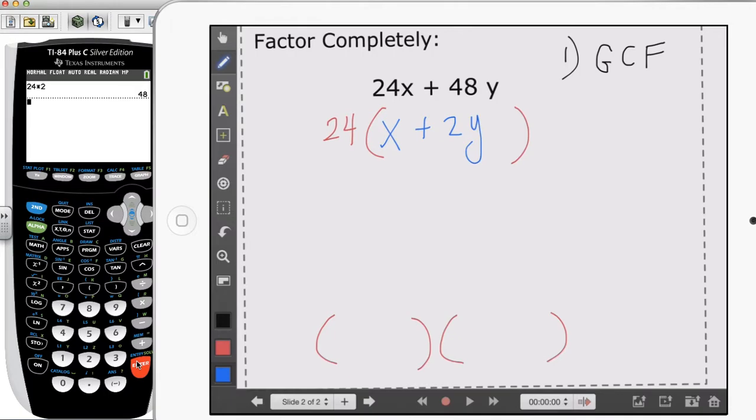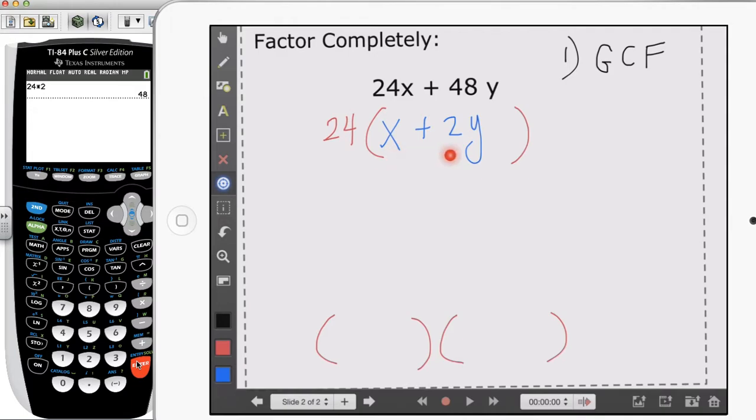So let's make sure that I did it right. To double check, you can try to FOIL or distribute the 24. 24 times x is 24x. 24 times 2y is 48y. So then my factoring out did work. The GCF, the greatest common factor, is 24.